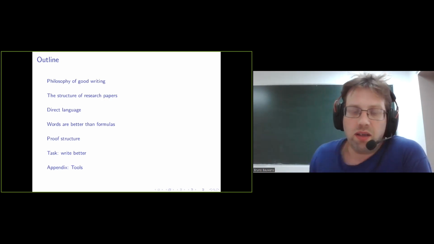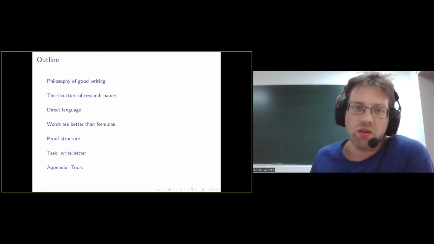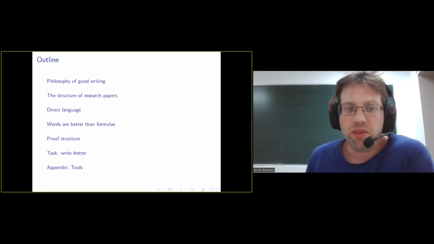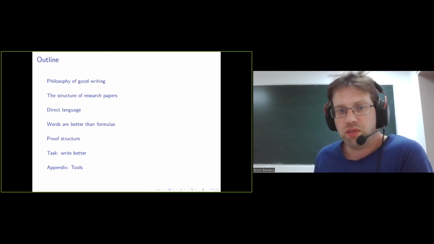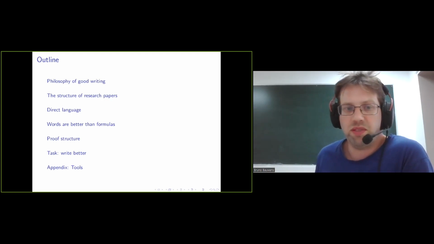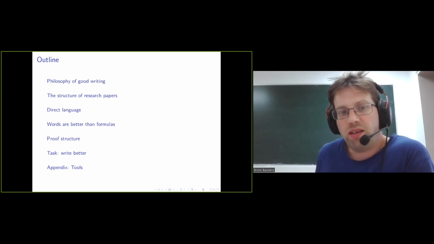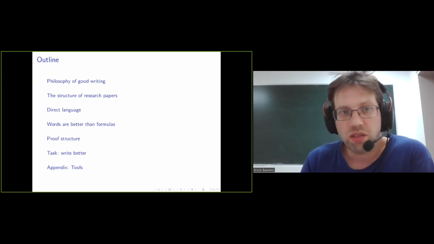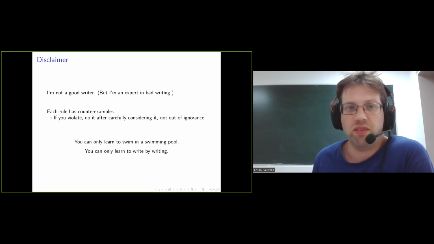Then I will explain how to avoid formulas. Then I will say something about how to structure your proof better. And I will give you some useful tools. I think for some of you, this will be the most important part of the talk. And in the end, there is some task where you can rewrite something better. So we will discuss how to formulate things. Okay, so let's start with the philosophical part.